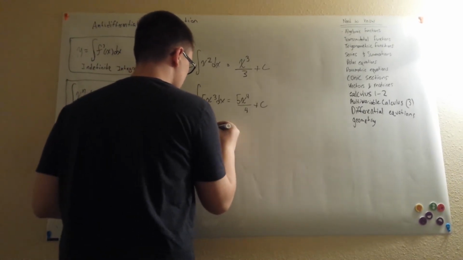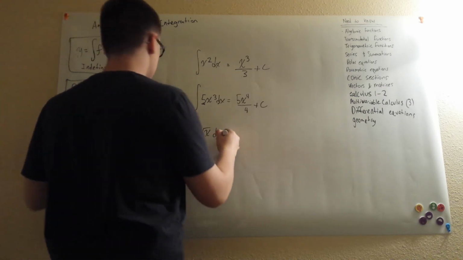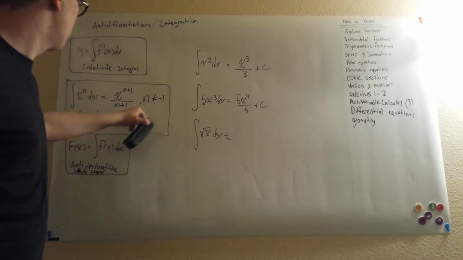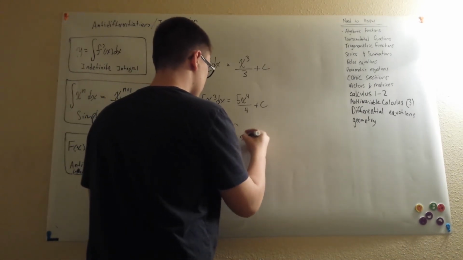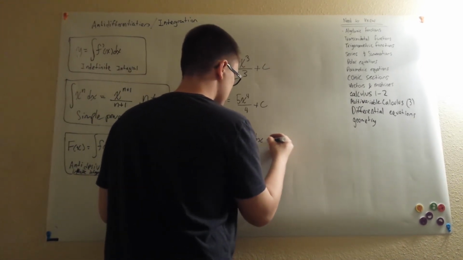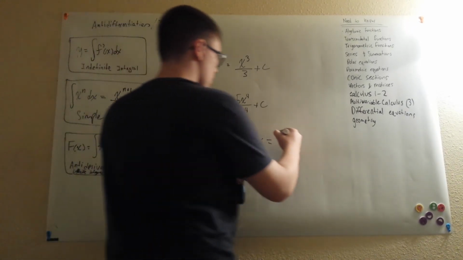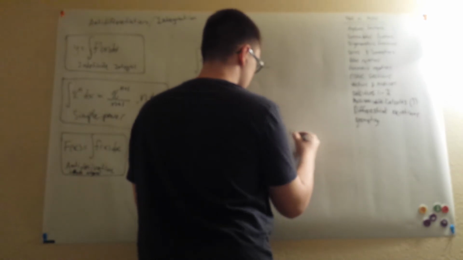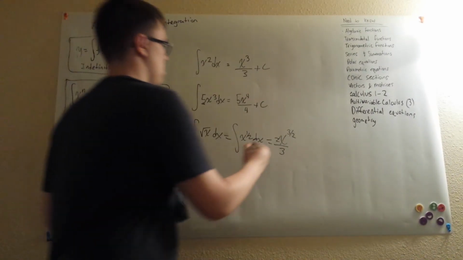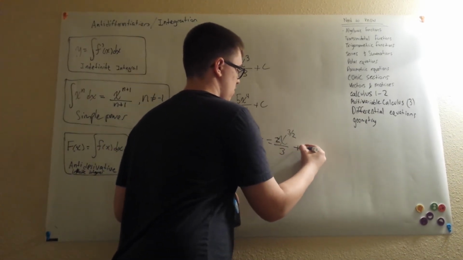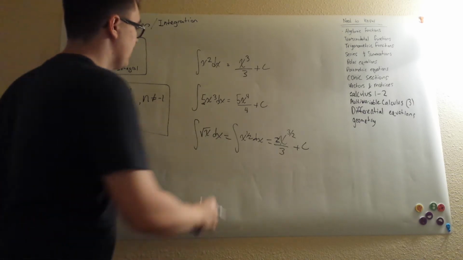If we have this right here, remember your life isn't over. You can simplify that to a rule you know. So this is the integral of x to the 1/2 power dx. We can use the simple power rule. Remember, add 1 to the exponent and divide by the new exponent. Don't forget that constant.